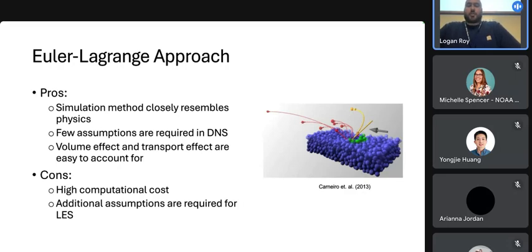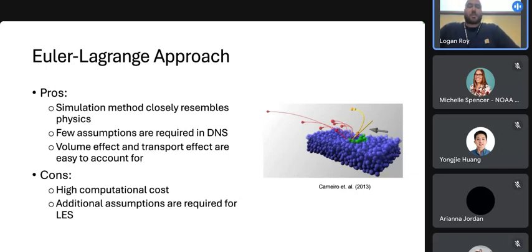A lot of the other pros and a lot of the other cons sort of come from it being the middle ground between the particle resolved and the Euler-Euler. So the pros are there are fewer assumptions, especially in the DNS case, than you would have if you were doing Euler-Euler. You still have to make some assumptions, unlike with the particle resolved method. So sort of the middle road.